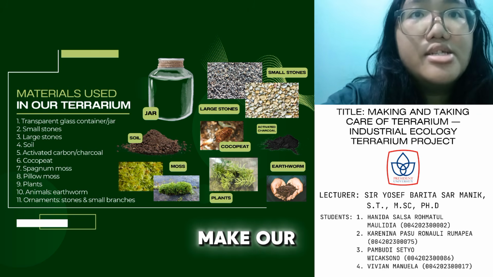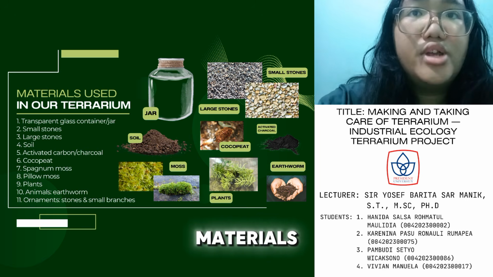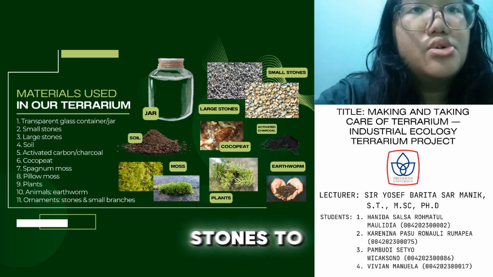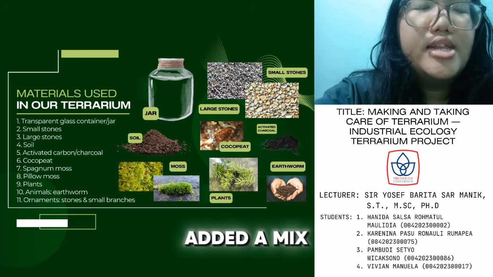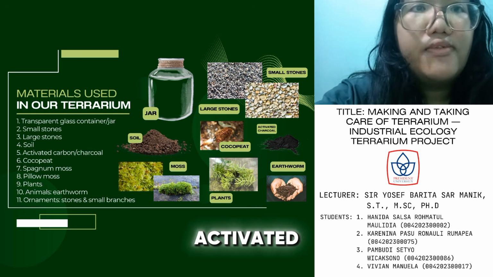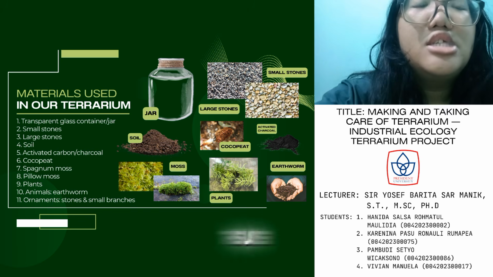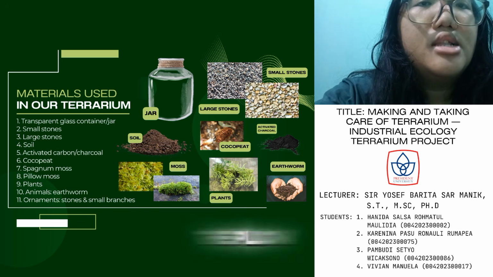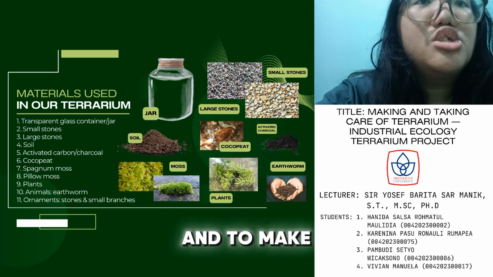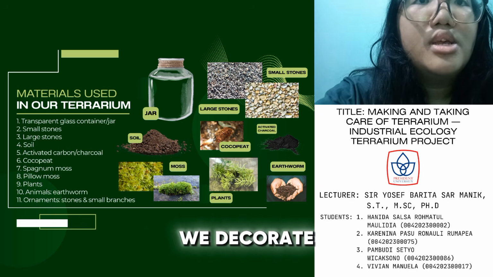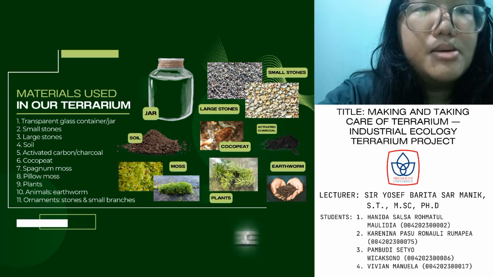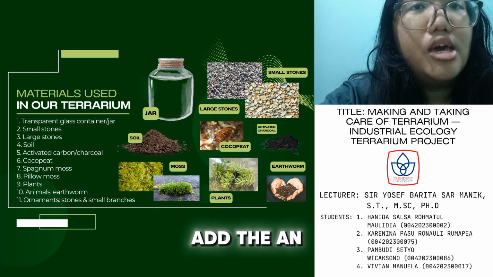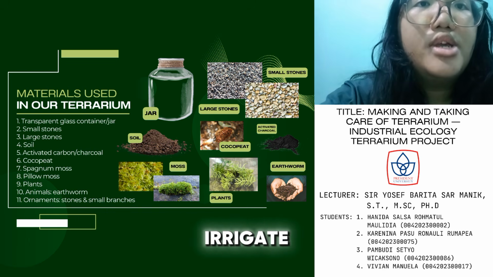Okay, so to make our terrarium, we use several natural materials arranged in layers. At the bottom, we place small stones and also large stones to help the drainage, and then we added a mix of soil, activated charcoal, and also sphagnum moss. This layer provides nutrients and keeps the terrarium fresh. And then next, we add the pillow moss to keep moisture and to make it look green. And finally, we decorated it with small ornaments like branches and also some plants, and we also add an earthworm which helps aerate the soil naturally.